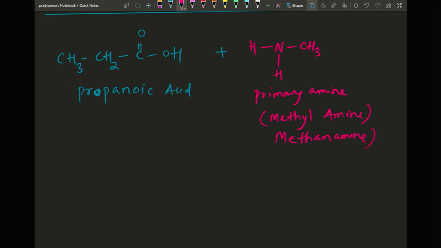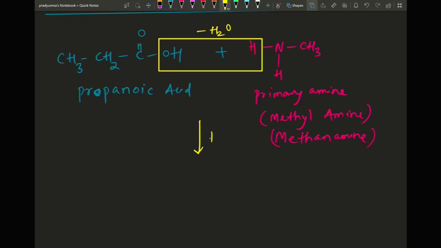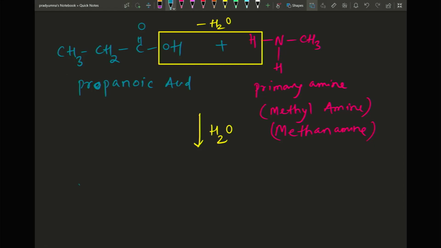Yep, checking my spelling is correct. So you can call it methanamine. Okay, so we're gonna follow the exact same principle. You take out water and snap them back in. So nothing changes on the left side: CH3, CH2, CO, and nothing changes on the right side as well: N, CH3, H. So this is an amide.